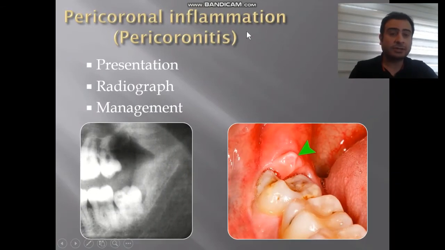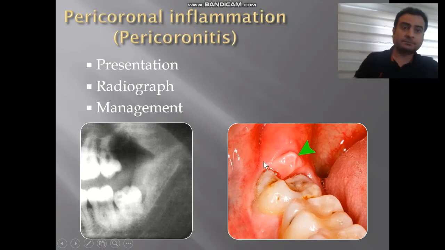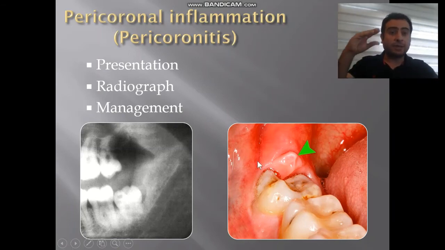Another inflammation that is related to the teeth and jaws is the pericoronal inflammation, or pericoronitis. Pericoronitis is related to the soft tissue flap that covers a partially erupted or impacted tooth. This is termed the operculum. If the patient has a partially erupted tooth covered by this soft tissue flap, the operculum, and it has an area that hasn't been maintained properly, it might get damaged by the opposing tooth.